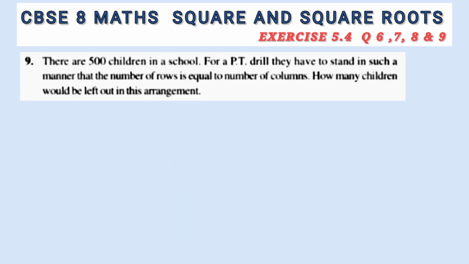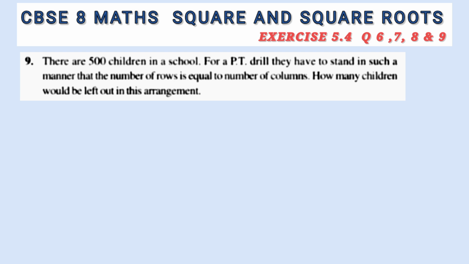Question 9 is similar to 8.1. Let us go through the question. There are 500 children in a school. For a PT drill, they have to stand in such a manner that the number of rows is equal to the number of columns. How many children would be left out in this arrangement?